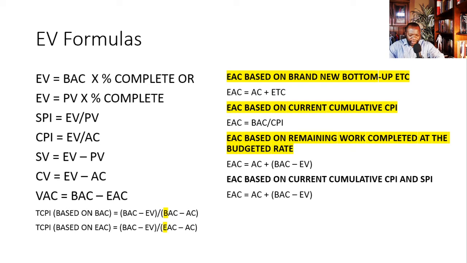You have very, very similar letters to what is in the previous one. But for this one, we are going to divide BAC minus EV by the multiplication of the SPI cumulative. I want you to remember it is cumulative. Okay? SPI cumulative. And you're going to multiply that by CPI cumulative.